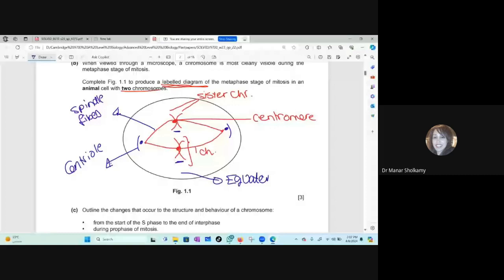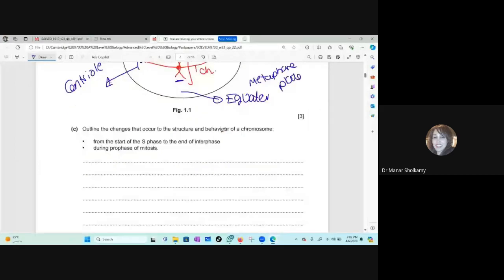What is the middle part called? The middle part of the cell is the equator plate, metaphase plate, or the spindle equator, or the equator only, whatever. Metaphase plate is more common. Metaphase plate. Okay, so everything here is labeled.